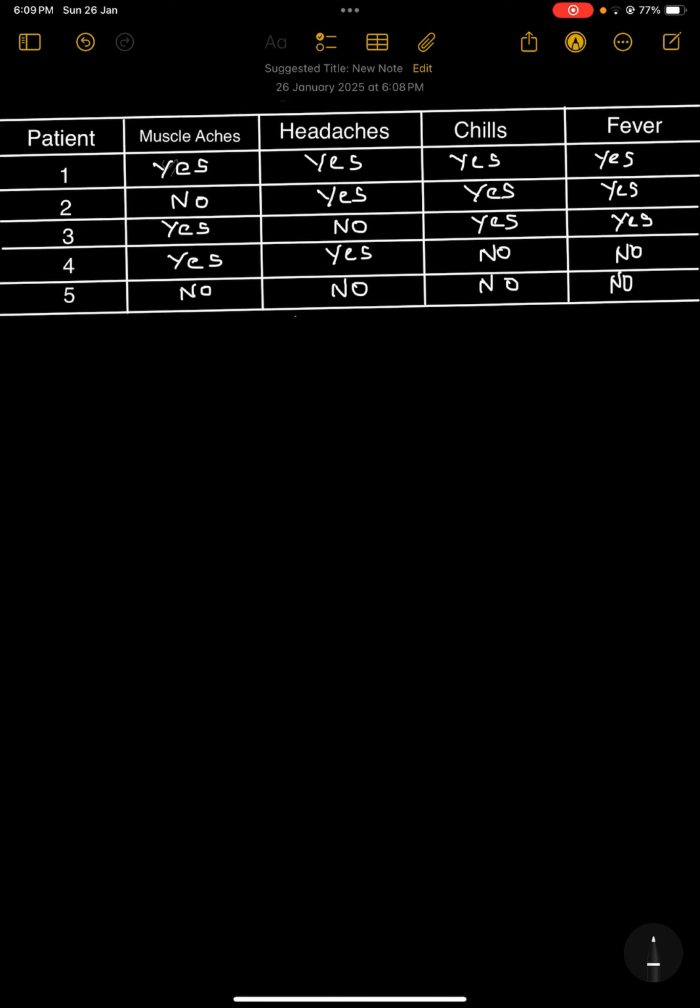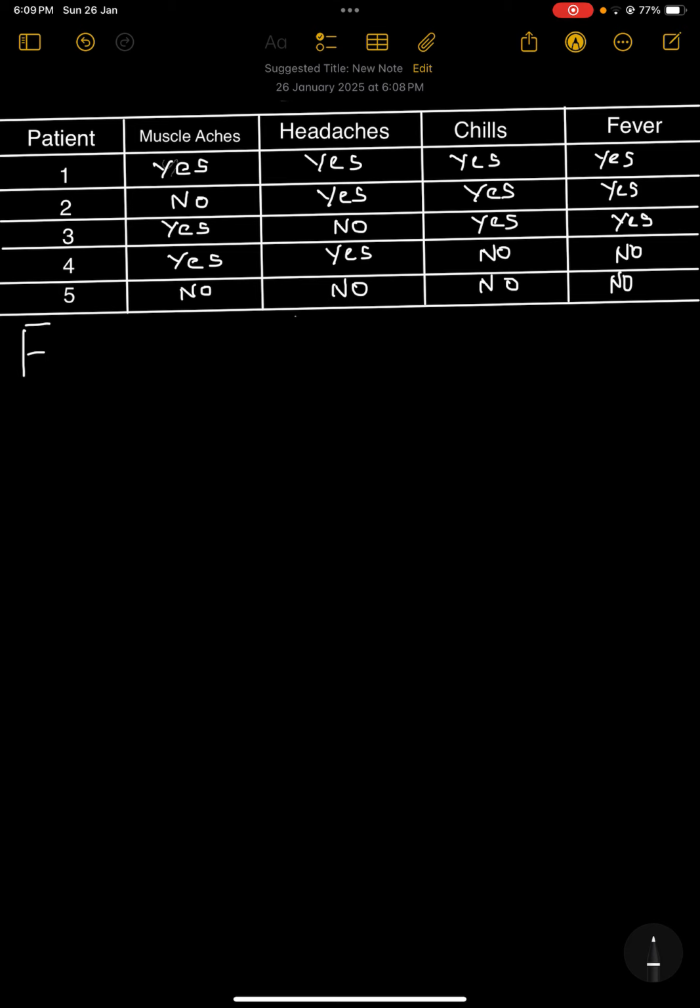So here a data set is being given which consists of 5 patient records. So we have 5 samples. We have 3 attributes: muscle aches, headaches and chills. The task here is to find which is the maximal contributing feature to identify the fever.